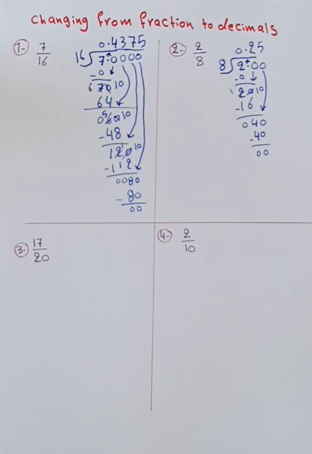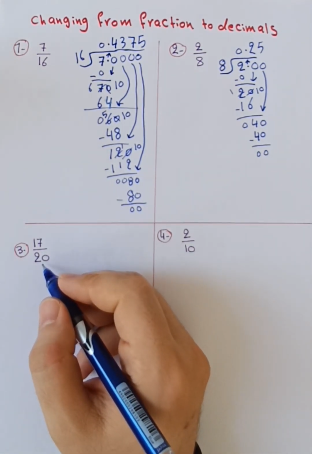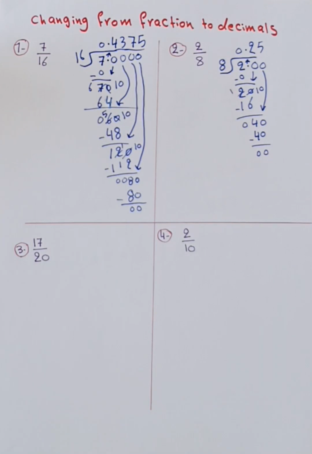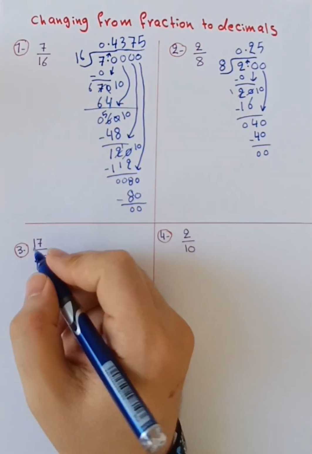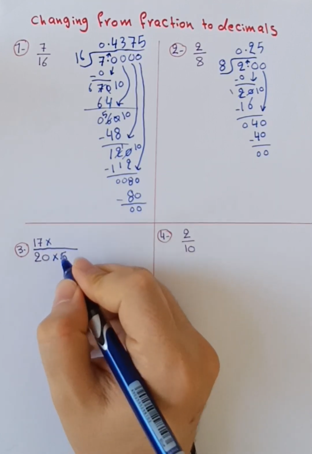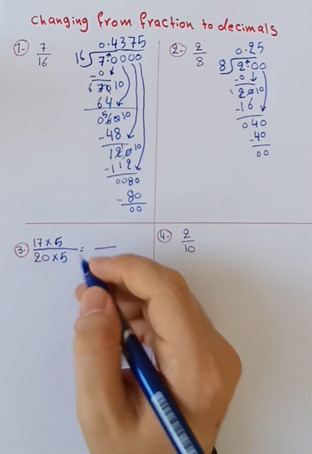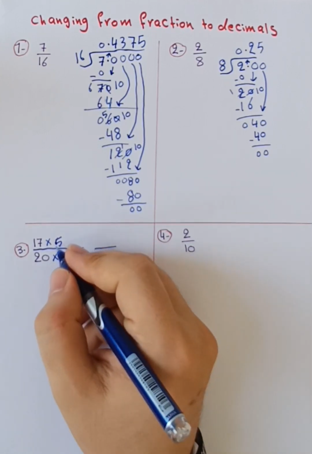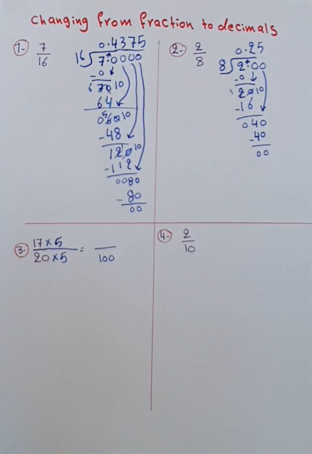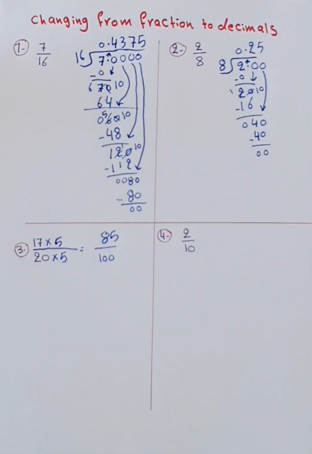Example number 3, we have 17 out of 20. This 20 we can change to 100 by multiply, because when we multiply by 5 the denominator becomes 100. 5 times 20 is 100 and 5 times 17 equal to 85.